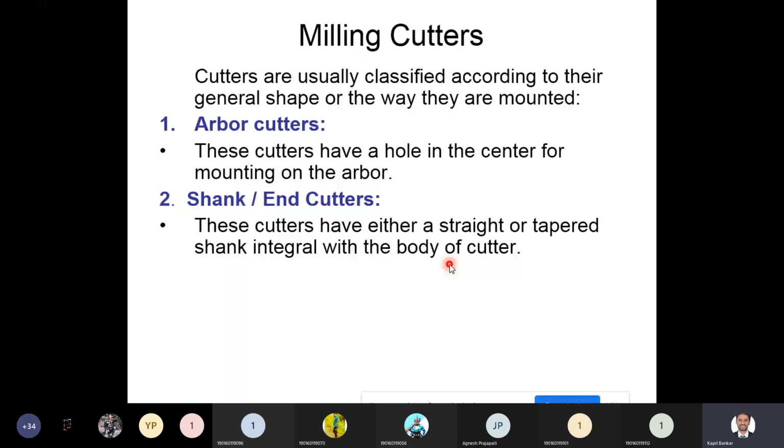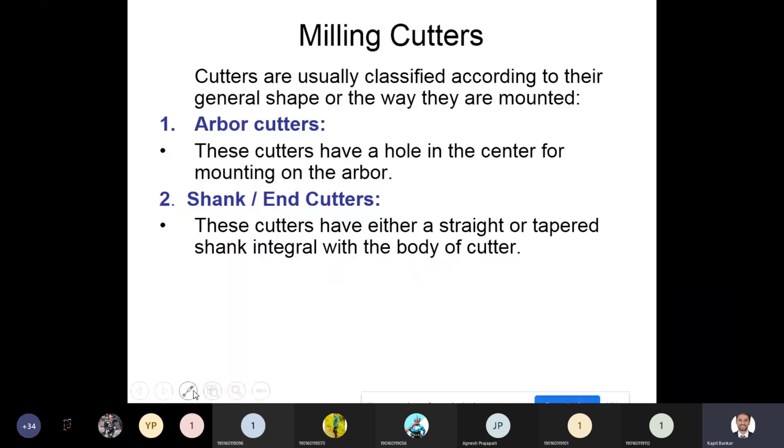An arbor type cutter can generally be mounted on horizontal milling machines, because in a horizontal milling machine the arbor is there, so that type of cutter can be fitted onto the arbor. That's why it is known as arbor cutter. And shank or end type of cutter resembles a pen, like your ballpoint pen, and that small end cutter or shank cutter can be mounted generally on vertical milling machines. These cutters have either a straight or tapered shank integral with the body of the cutter.